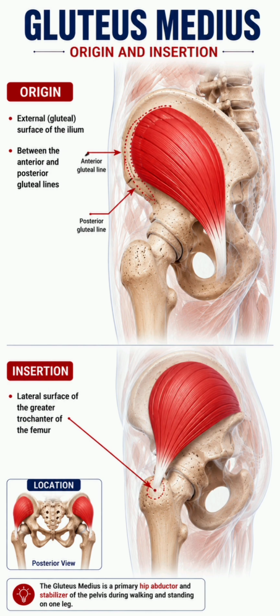So you all know that gluteus maximus, gluteus medius and minimus, all these muscles originate from the gluteal surface and insert into the greater trochanter of the femur. So remember this for all three muscles.